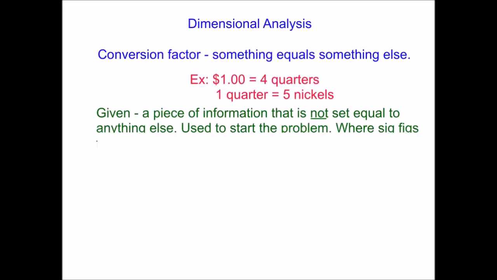The given is a piece of information that is not set equal to anything else, which means that it's not a conversion factor. It's used to start the problem off, and it's where the sig figs come from for your answer. And hopefully you've already watched the sig fig video, so when we're trying to come up with how many significant digits our answer has, you look at the given and see how many sig figs it has, and that's how many your answer has to have.